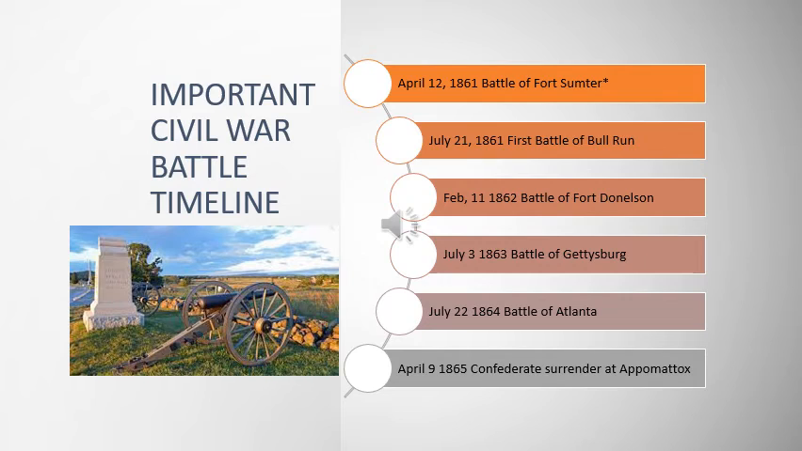July 22nd, 1864. Battle of Atlanta, one of the last major battles, heavily in favor of the Union, in the heart of the Deep South, broke the morale of many Southerners. April 9, 1865. Nearly 4 years after the first shots were fired, Confederate General Robert E. Lee surrendered at the Appomattox Courthouse. Over 700 men died earlier that day.